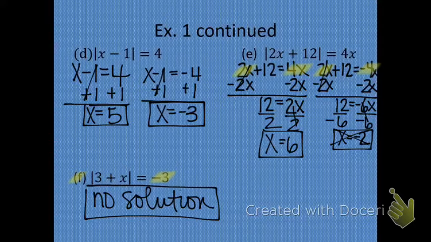So this is what I want you, when you're studying, you say, I don't know how to study math. Study this for absolute value equations. If the absolute value is equal to a negative number, there's nothing for you to do. Don't waste your time. It's no solution. Can't be done.